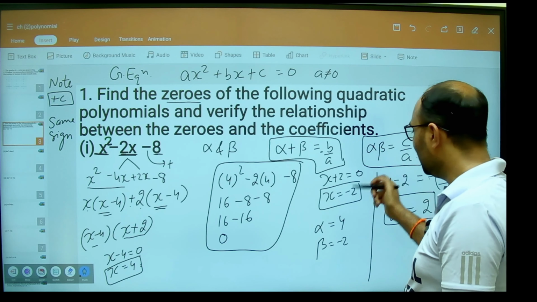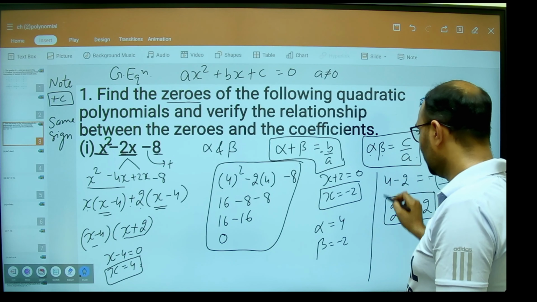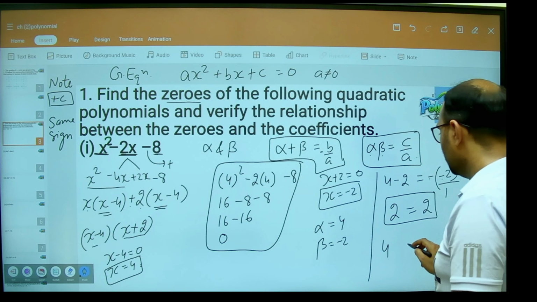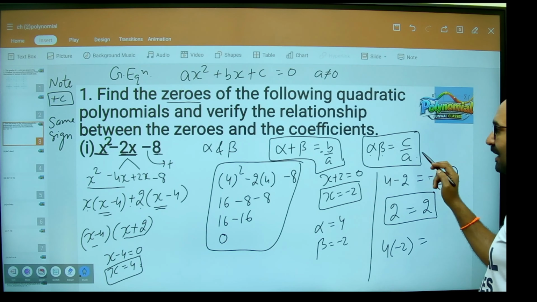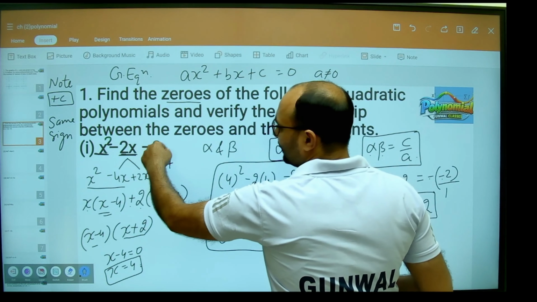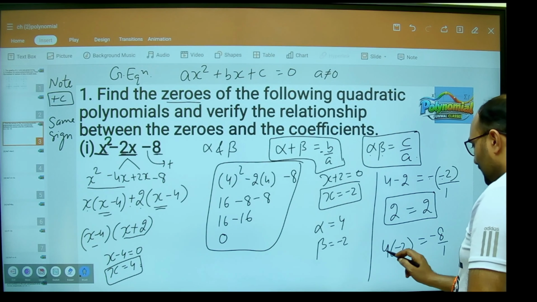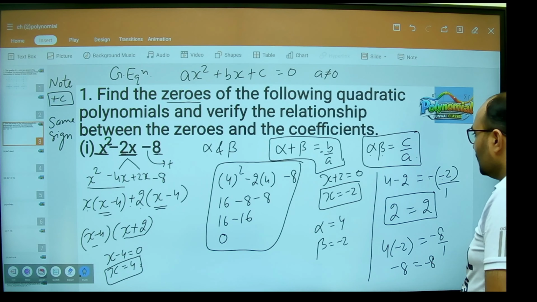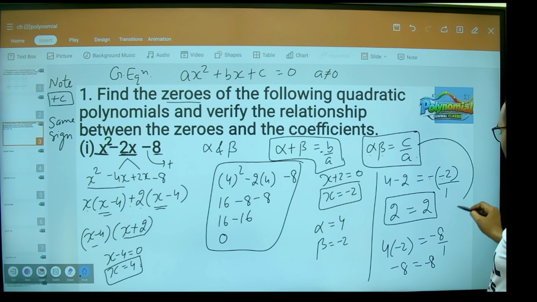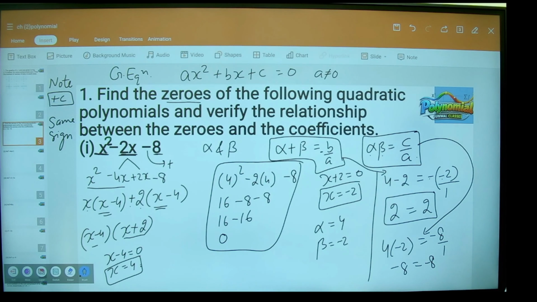Now multiply them. 4 into -2, which is equal to c upon a. What is c here? -8. A is 1. So -8 upon 1. If you multiply this, -8 is equal to -8. Please note down.